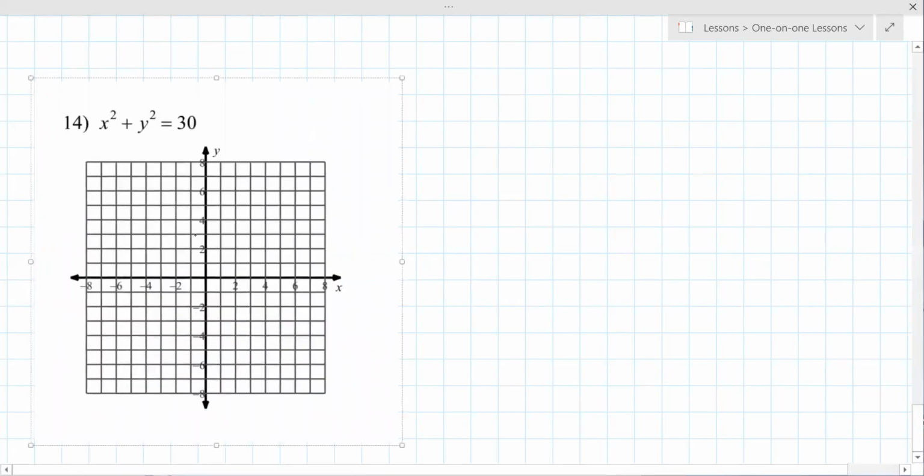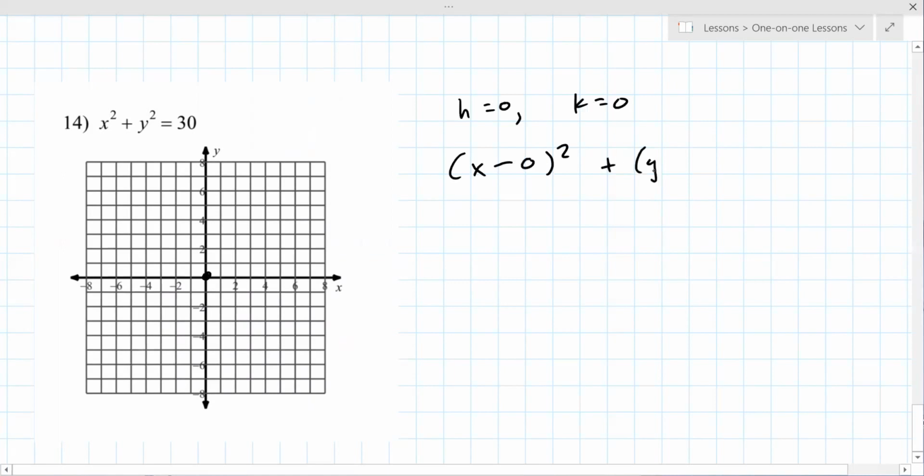This one here, the center is at the origin. H equals 0 and K equals 0 because there's nothing inside that's being written. Another way to look at this problem: x minus 0 squared reduces to x squared. That's why h is 0. y minus 0 squared, k is 0. And then the square root of 30 squared is 30. So that's your radius.